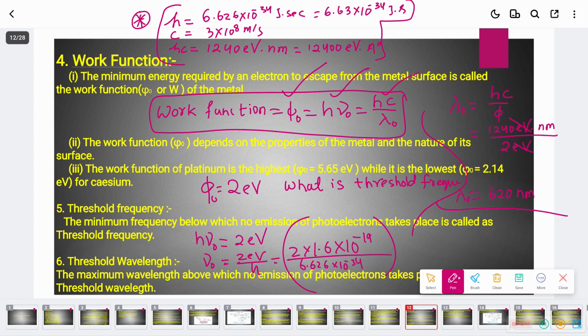One minute. Completed up to this. Up to this you remember. And if possible, complete wave optics in classwork. After that, complete dual nature up to this.